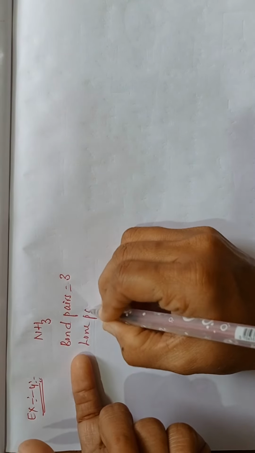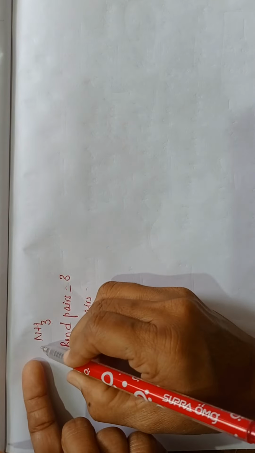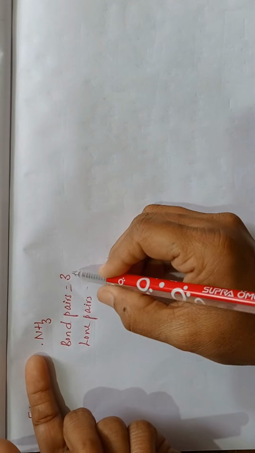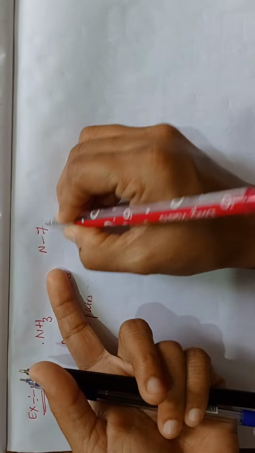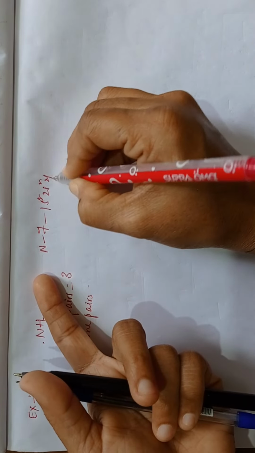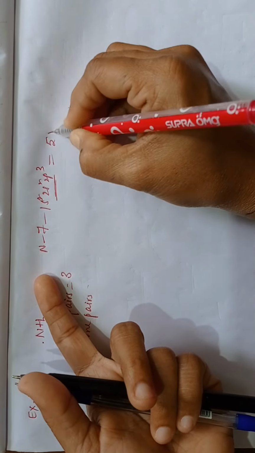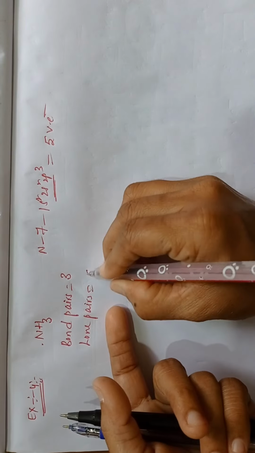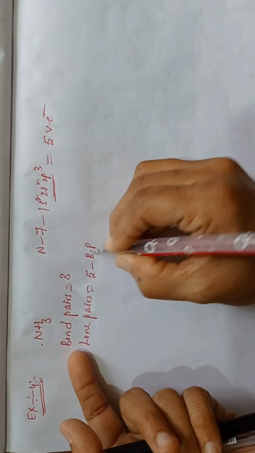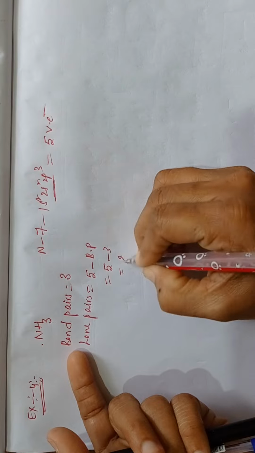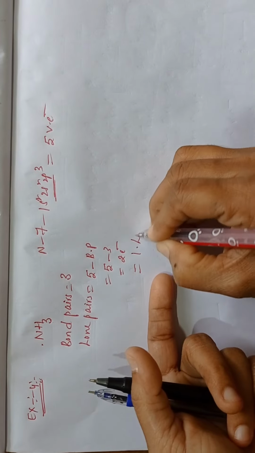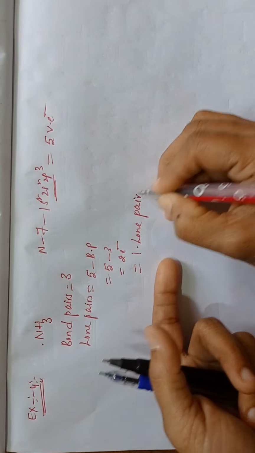Lone pairs. How to find the lone pairs? Nitrogen valence electrons minus bond pairs. Nitrogen atomic number 7, 1s2, 2s2, 2p3. How many valence electrons? 5 valence electrons. So 5 minus bond pairs, 5 minus 3, you will get 2 electrons, means 1 lone pair. Clear? 1 lone pair.